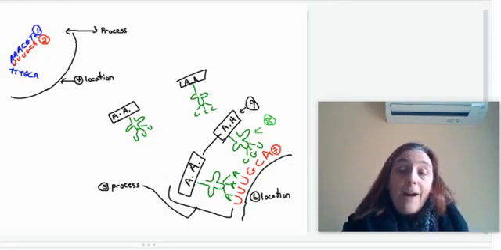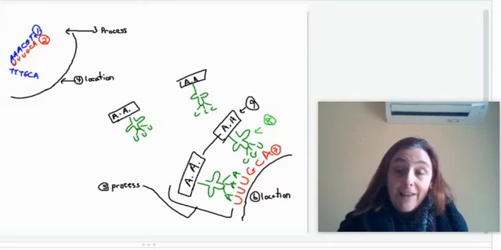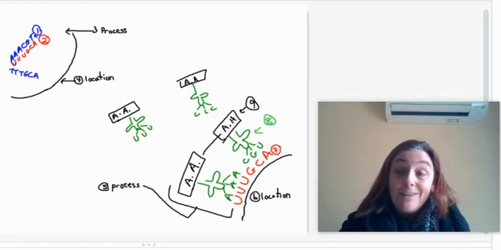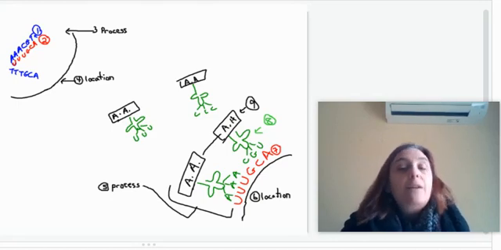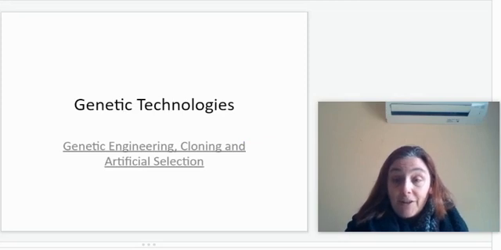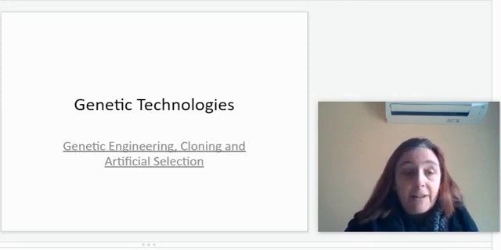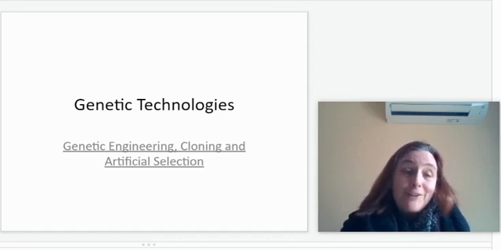Today, we're going to talk about how scientists have taken advantage of this knowledge to manipulate the genes in organisms to have traits that they wouldn't otherwise. That's called genetic engineering. We will later also talk about cloning and artificial selection in this note packet. All right, but today we're going to talk about genetic engineering.